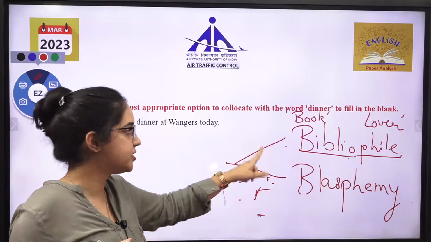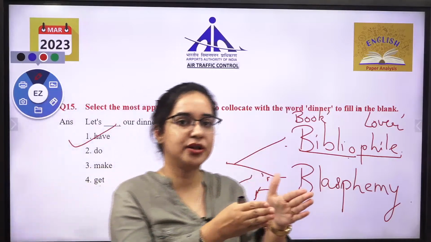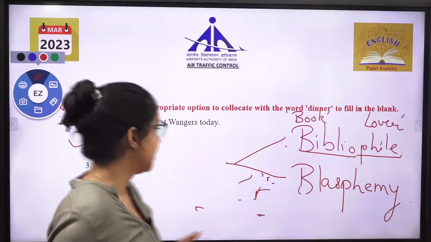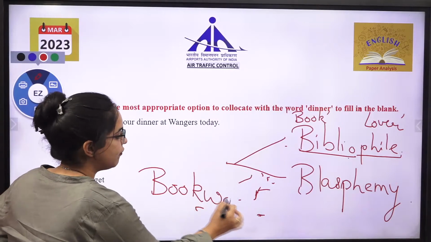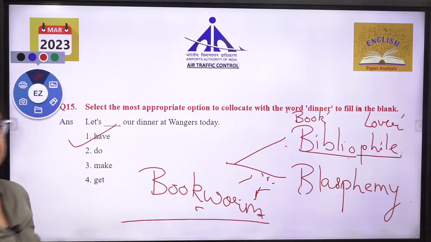Clear with these two words? A new addition. Bibliophile क्या होता है? That is a person who is a book lover. Okay, what is the meaning of bookworm? इसी से याद आ गया मुझे. Bookworm क्या होता है? Easy. Book क्या हो गया? किताब. Worm क्या हो गया? कीड़ा. हम बोलते थे ना, किताब का कीड़ा. So that is termed as bookworm.